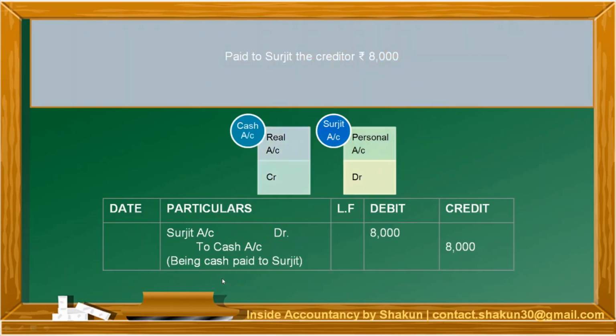Moving on. Paid to Surjit the creditor. Again, the accounts to be identified here are Surjit and cash. Surjit is a personal account. Debit the receiver, credit the giver. Surjit here is the receiver because we are paying to him. And cash is a real account. Debit what comes in, credit what goes out. Since we are making a payment, cash is going out. Therefore, our entry is Surjit account DR to cash account.